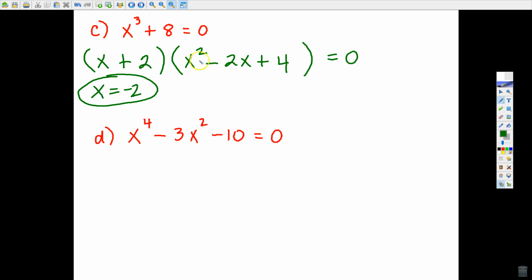Since factoring isn't possible and this is a quadratic, I'm going to have to rely on other methods, like the quadratic formula or completing the square. Which would you prefer? I'm going to do the quadratic formula. So we've got one of our solutions. Here's how we'll find the other two. Quadratic formula: the opposite of b, plus or minus the square root of b squared minus 4ac, all over 2a.